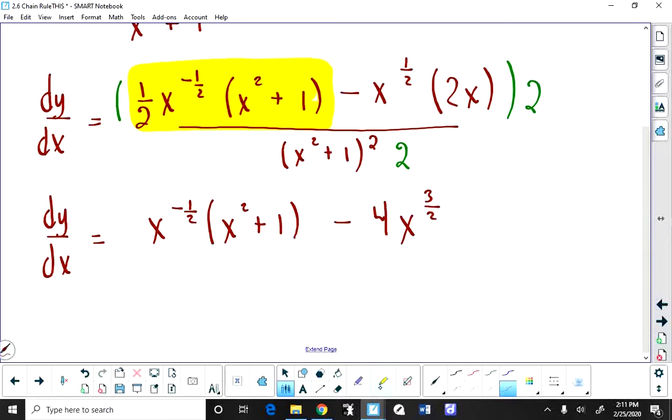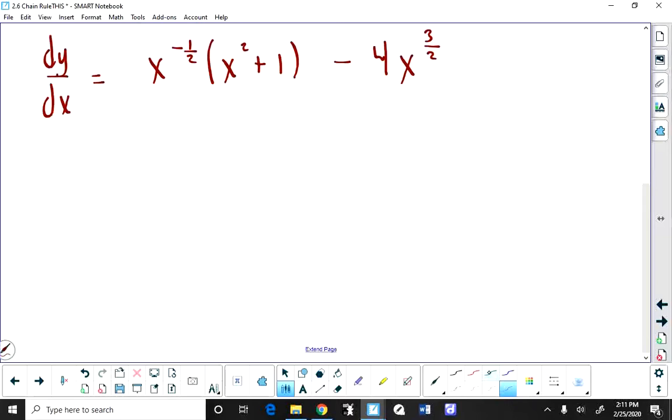I get a 4 because when I multiply this second term by the 2, this 2 and this 2 multiply to give 4. And then I have x to the 1 multiplied by x to the 1/2. So when I multiply a common base, I add the exponents. That's where the 3/2 is coming from, 1 plus 1/2. And this is, of course, over 2 multiplied by x squared plus 1 quantity squared.